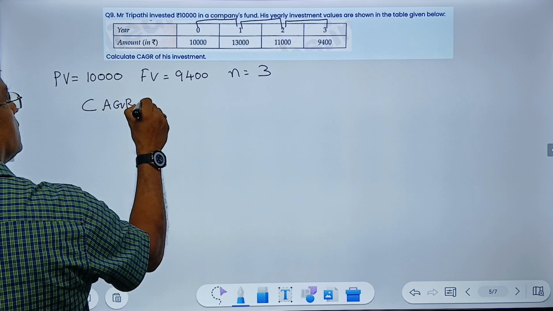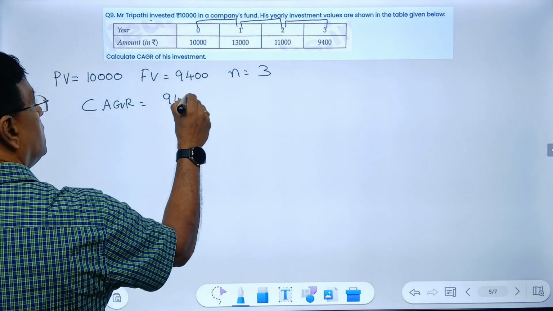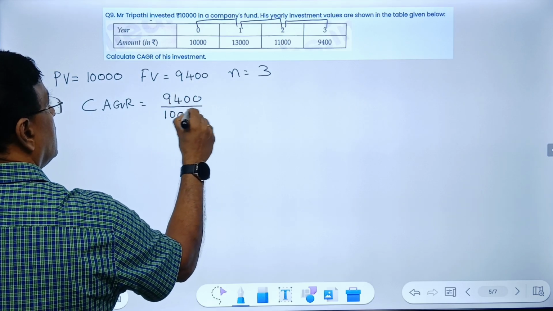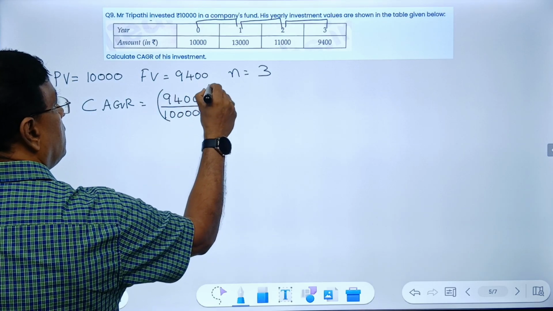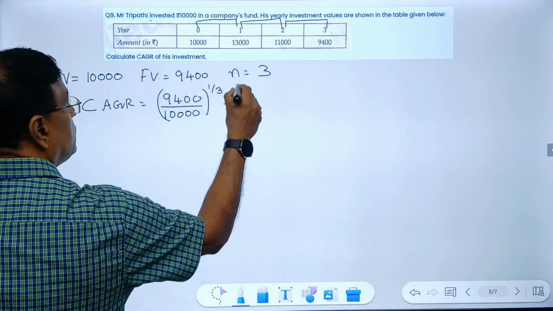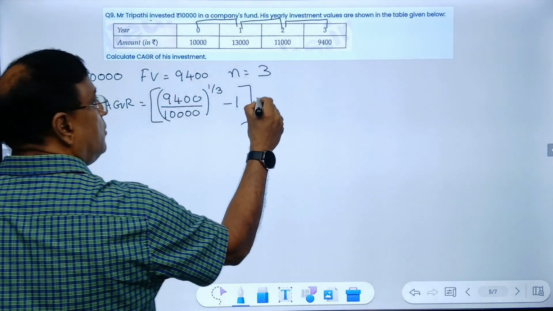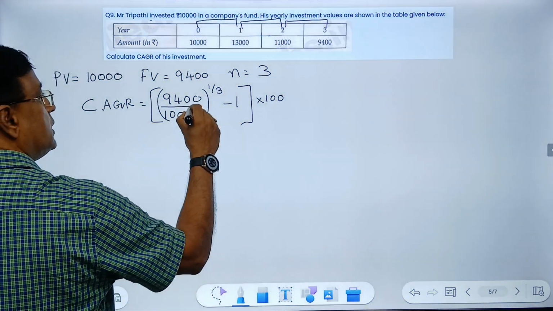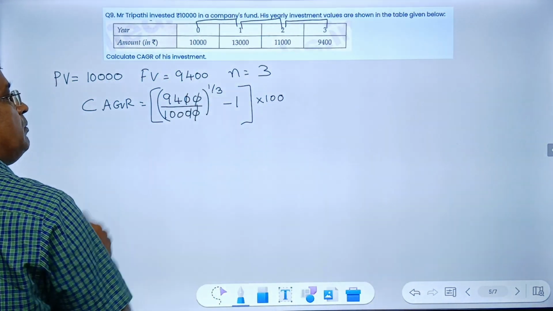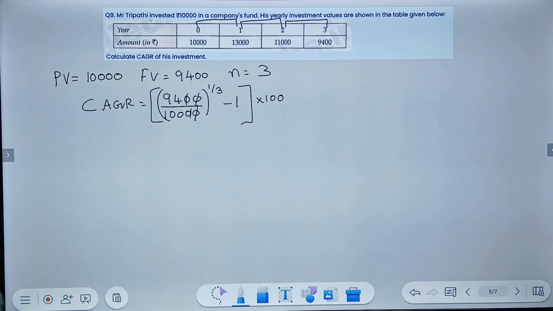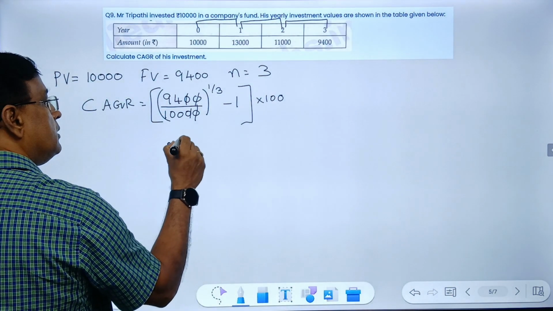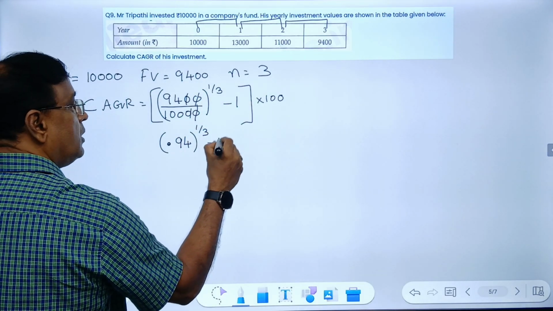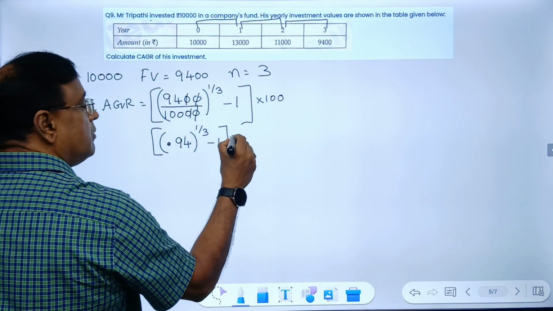CAGR is (9,400, slightly different situation) by 10,000 to the power of 1 by 3 minus 1 into 100. So if you cancel the zeros, this will be what? 0.94. It is 0.94 to the power of 1 by 3 minus 1 into 100.